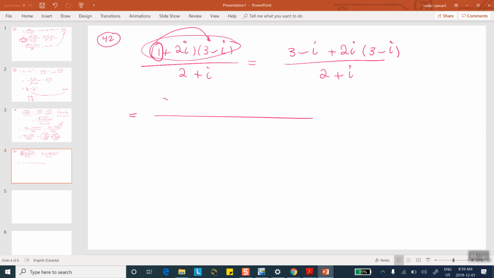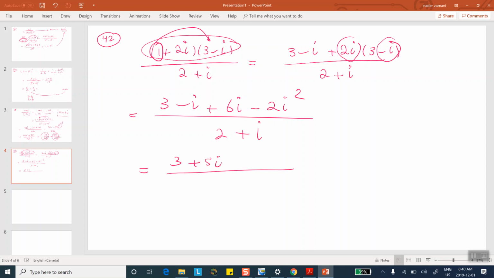Let's do it. 3 minus i plus 2i times 3 is 6i. 2i times minus i is going to be minus 2i squared, over 2 plus i. Let's do a little bit more cleanup here. So that's going to be 3 plus 5i, correct? And then remember, i squared is minus 1, so times minus 2 is plus 2.